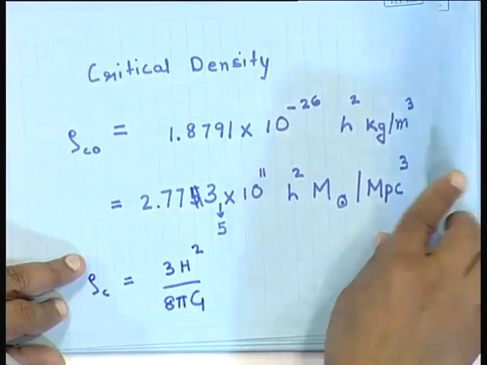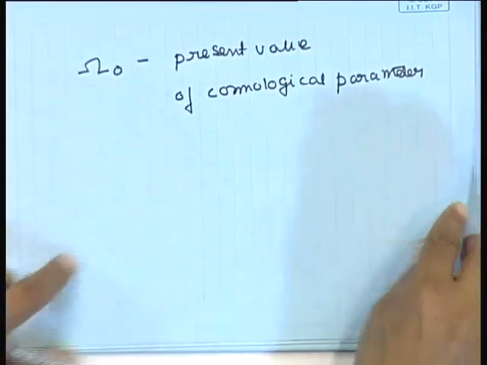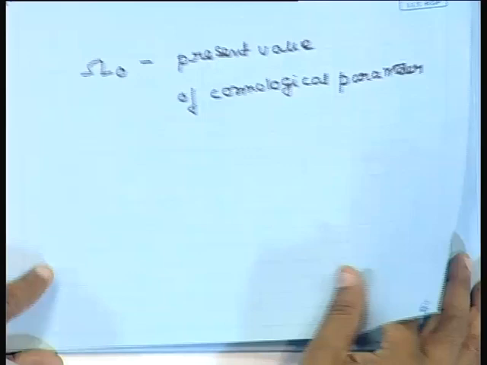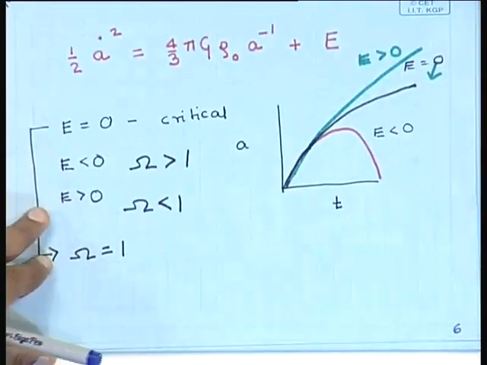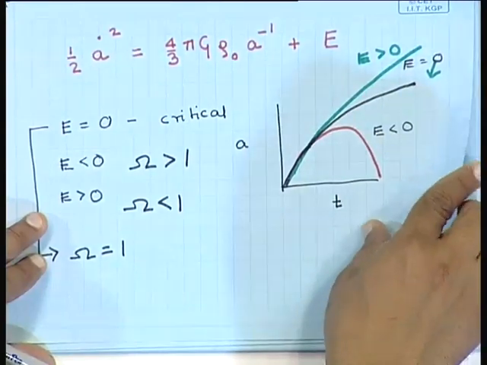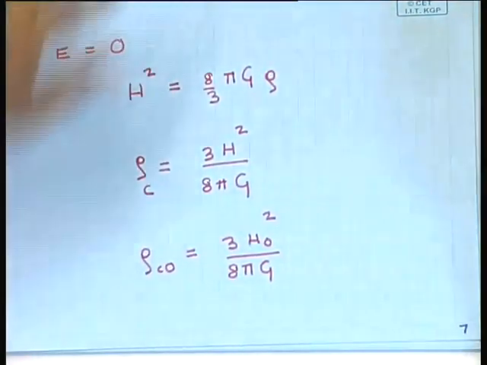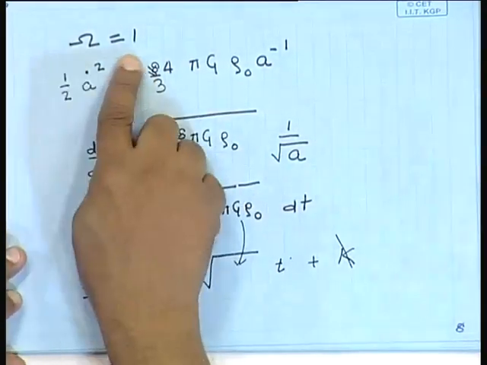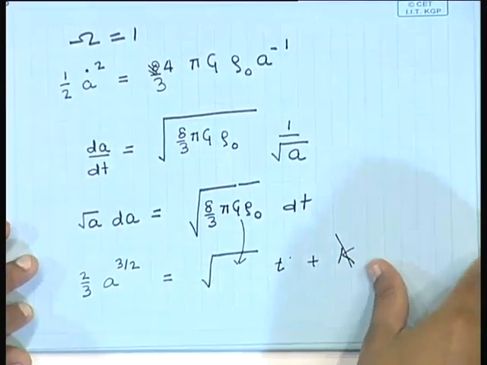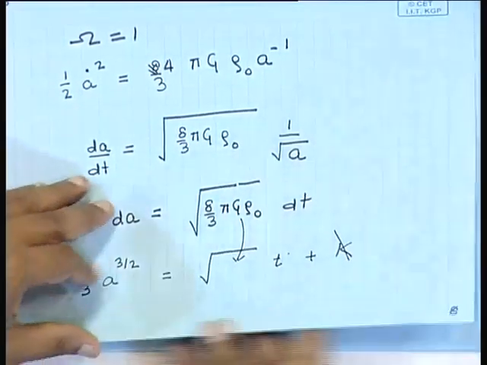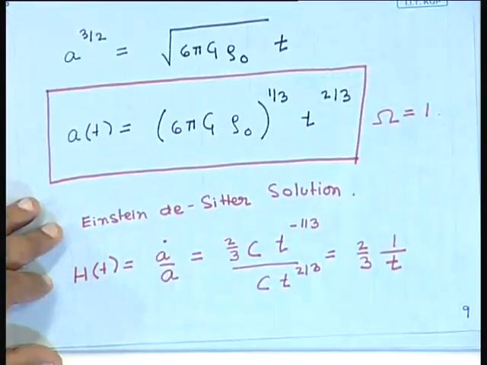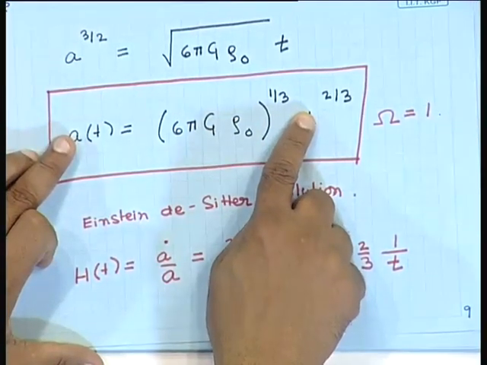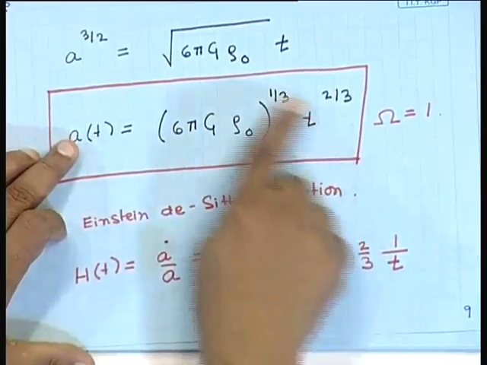Now, after having done this, omega naught is the present value of the cosmological parameter, the present value of the ratio of the density to the critical density. So, having done this, we had explicitly worked out one solution, where omega is 1 and the constant E is 0. This solution is easy to work out, and what we had obtained was that the scale factor goes as t to the power 2/3. This is very important. This is the critical cosmological model.